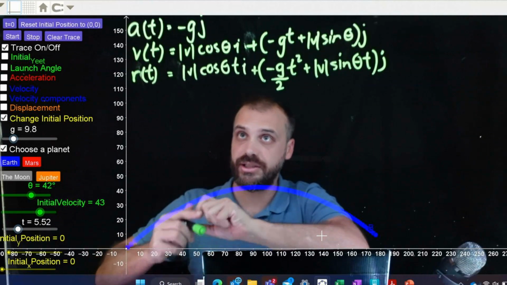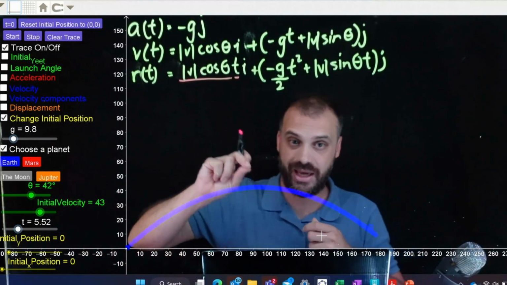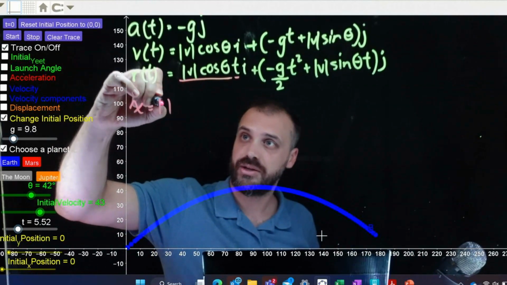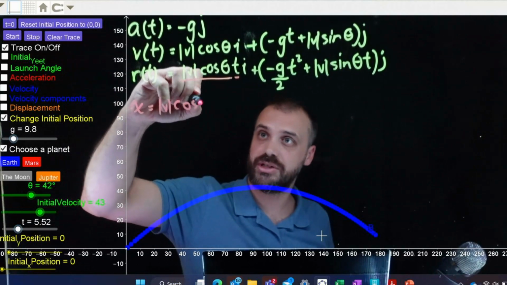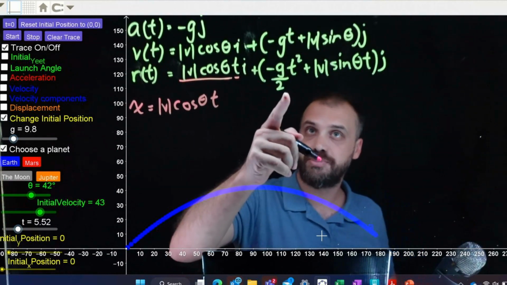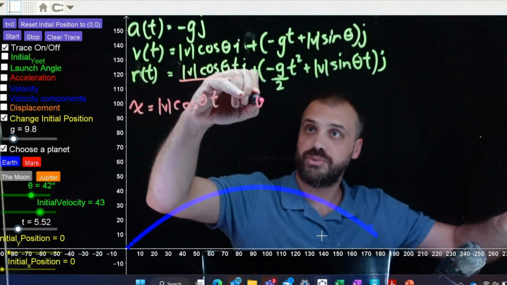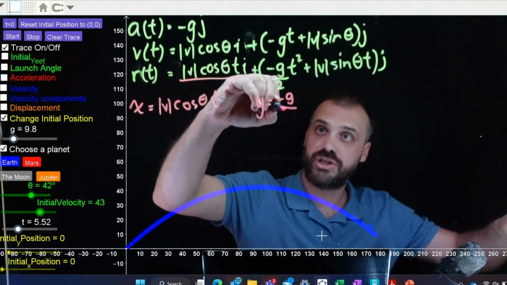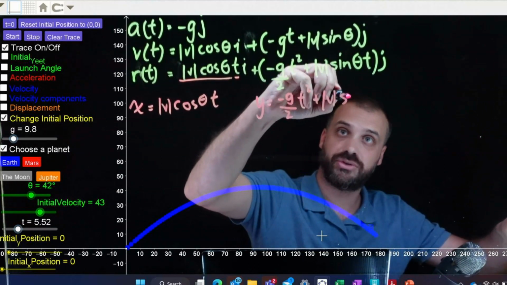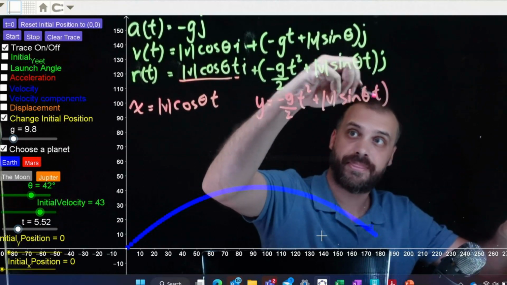Let's choose a different color here. This bit here describes the x coordinate of our dot at any given time. So x equals the magnitude of our velocity, cos of the launch angle, t. And this piece here describes our y coordinate at any given time. So we have y equals negative g over 2 t squared plus the magnitude of our velocity, sine of the launch angle, and t.